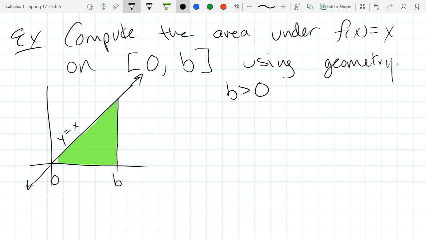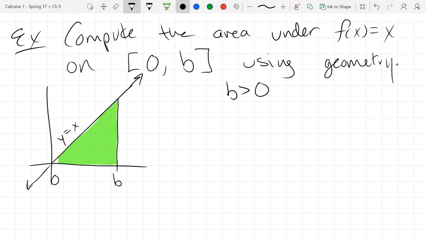How much area do we have? 1/2 b squared. So 1/2 base times height. And this is an isosceles triangle. So it is a right triangle, but you don't need that fact here. The isosceles is the fact you need.